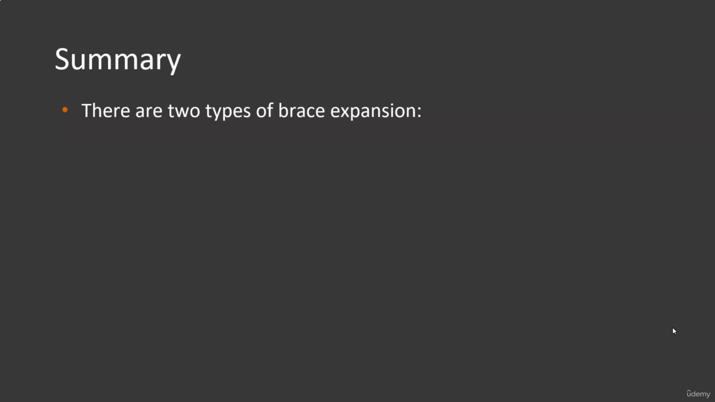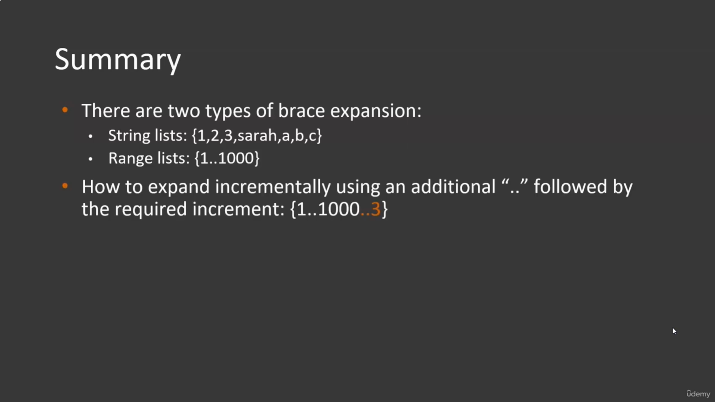You learned that there are two types of brace expansion. There are string lists, which are created by having a comma between each value, and there are range lists, which are done by having the .. characters between a possible range of numbers or letters. You learned how to control the step size that is used in expanding a range list by using an additional .. followed by the required step size.